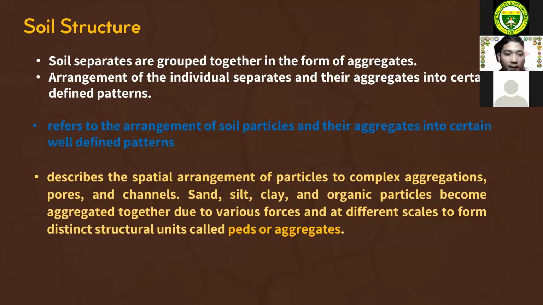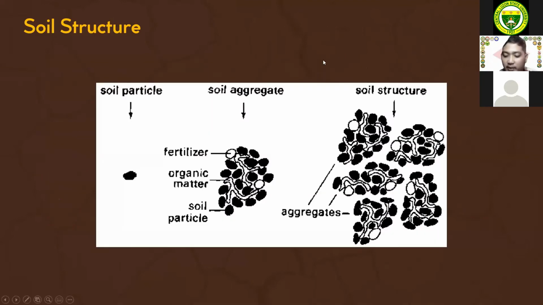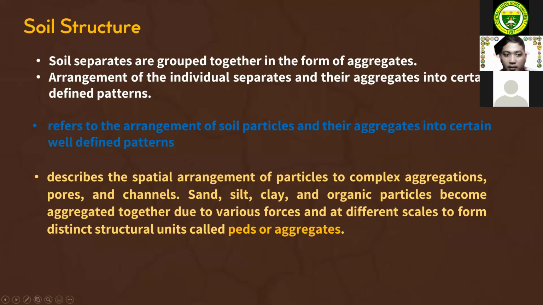Their defined patterns is what we call the soil structure. It refers to the arrangement of soil particles and their aggregates into certain well-defined patterns. Another definition is it describes the spatial arrangement of particles to complex aggregations, pores, and channels. Sand, silt, and clay and organic particles become aggregated together due to various forces and at different scales to form distinct structural units called Peds or aggregates.